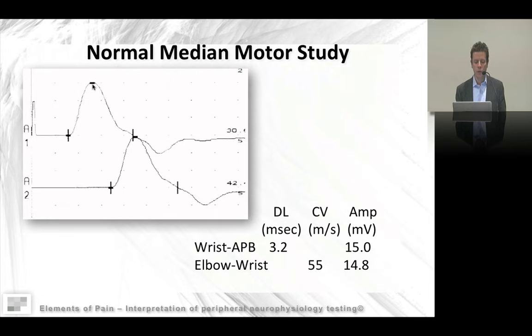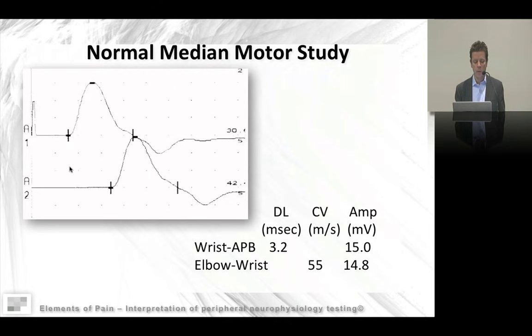We then have the amplitude, and so that's the maximal height of the response. So from the baseline to this maximal point. And in this case, the amplitude is 15 millivolts. Again, very normal. Anything above 5 millivolts is normal for an adult median motor response. We then look at the amplitude between the proximal site at the elbow and the distal site at the wrist. And again, the amplitude is well preserved, as is the case in a normal study.